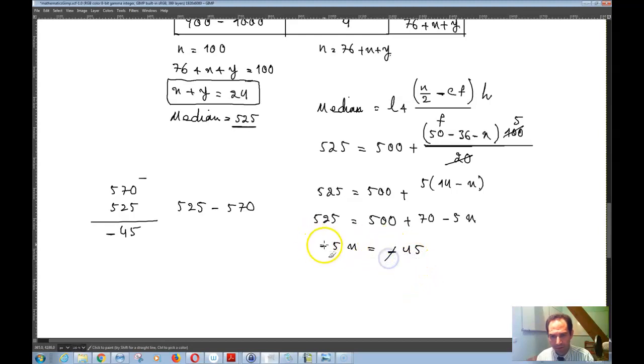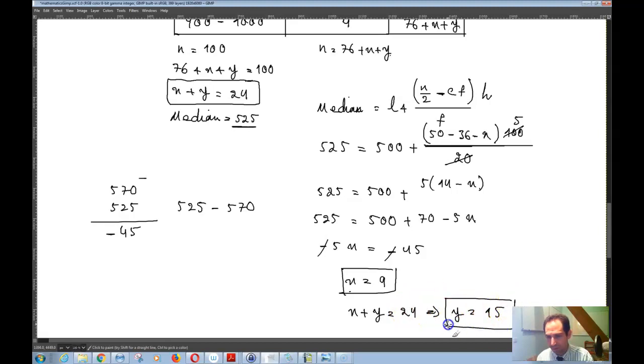Negative 45, these two you can cancel out, and x is equal to 9. And we said that x plus y is equal to 24. That means that y is equal to 24 minus 9, which is equal to 15. So your y is equal to 15.